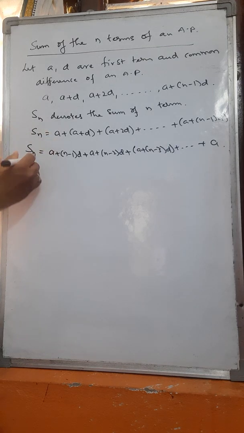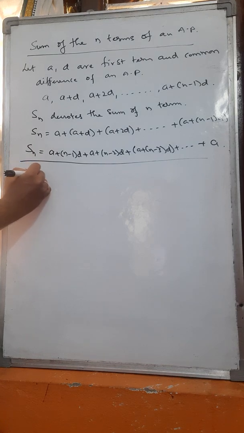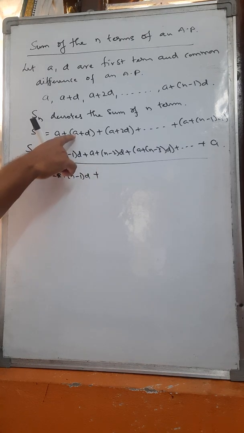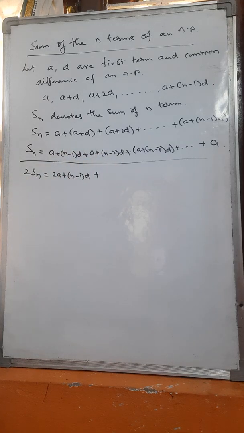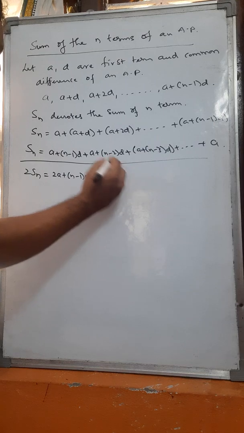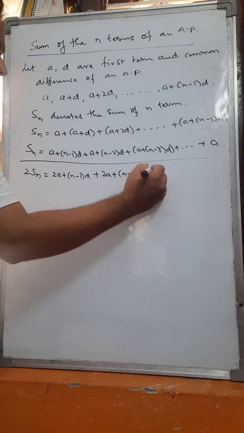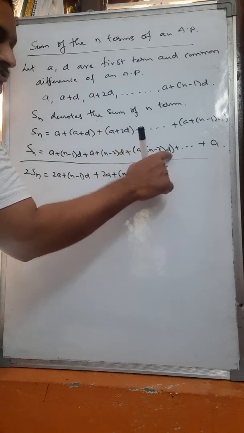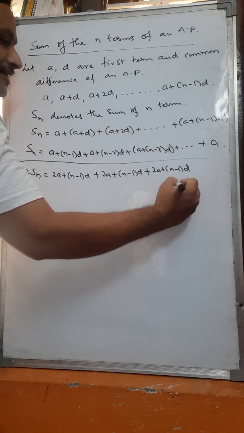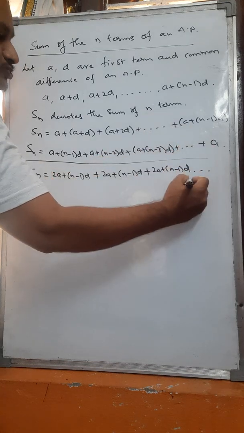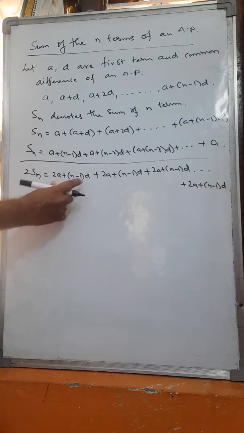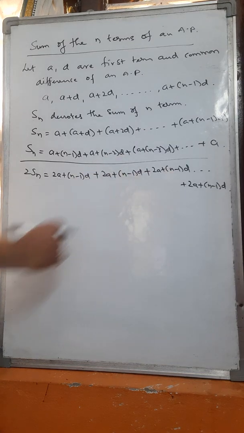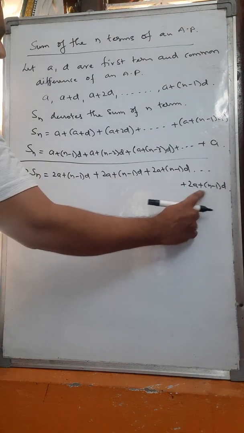Now add these two. We get Sn plus Sn, 2Sn, is equal to A plus A, 2A, plus n minus 1 into D, plus A plus D and A plus n minus 2 into D. A plus A, 2A, plus n minus 1 into D, and the third term pair also gives 2A plus n minus 1 into D. The last pair, A plus A, gives 2A plus n minus 1 into D. The first term is 2A plus n minus 1 into D, the second term is 2A plus n minus 1 into D, the third term is the same, and the nth term is also 2A plus n minus 1 into D.